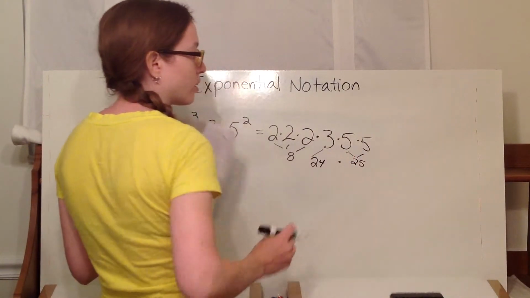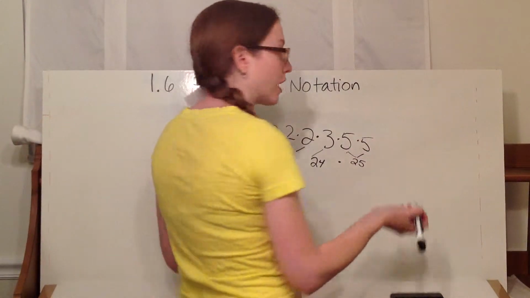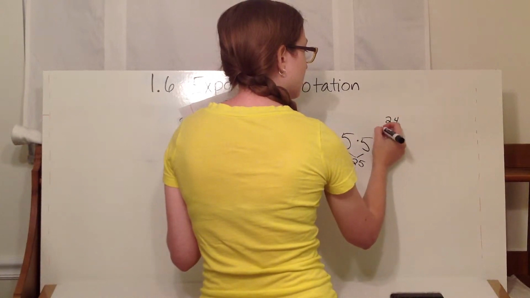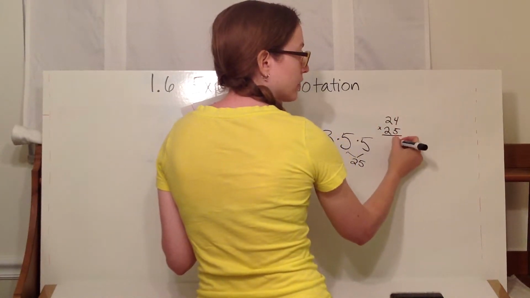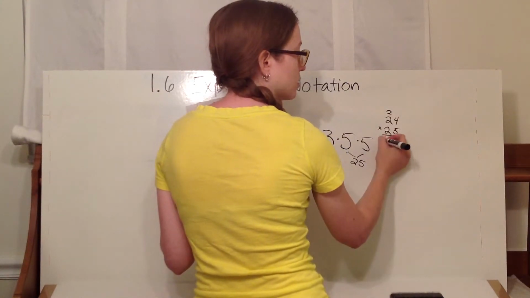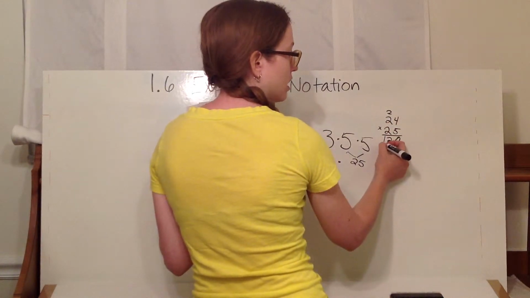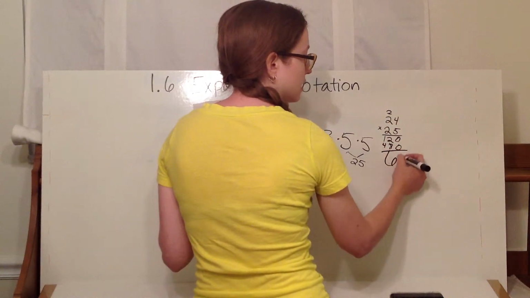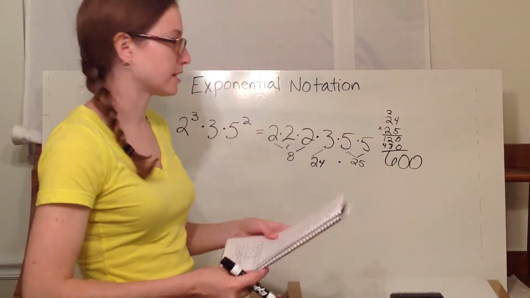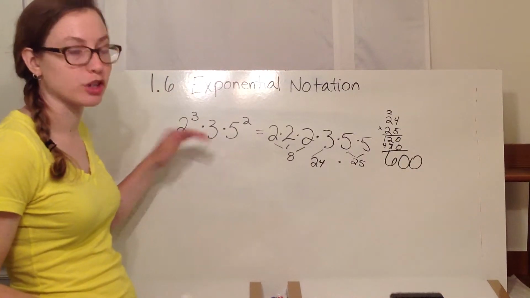So when I multiply those two things together, you can do long multiplication, which is fine. 4 times 5 is 20, carry the 2, 5 times 2 is 10, plus 2 is 12, 0, 2 times 4 is 8, 2 times 2 is 4. I get 600. Okay, so that's the simplified version of this exponential expression.